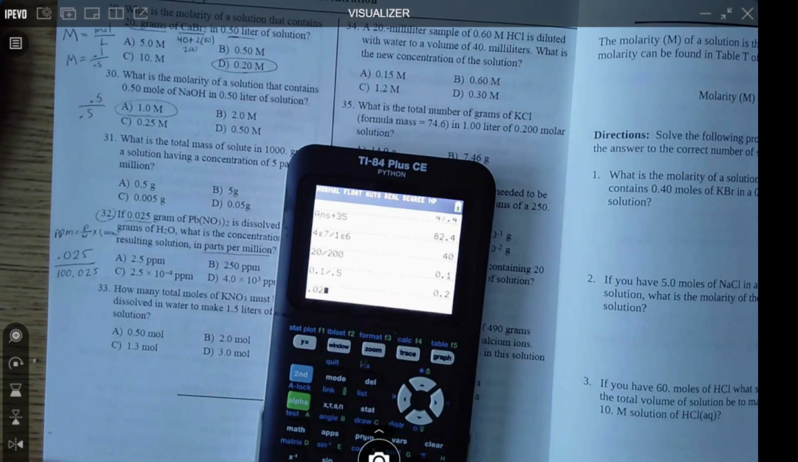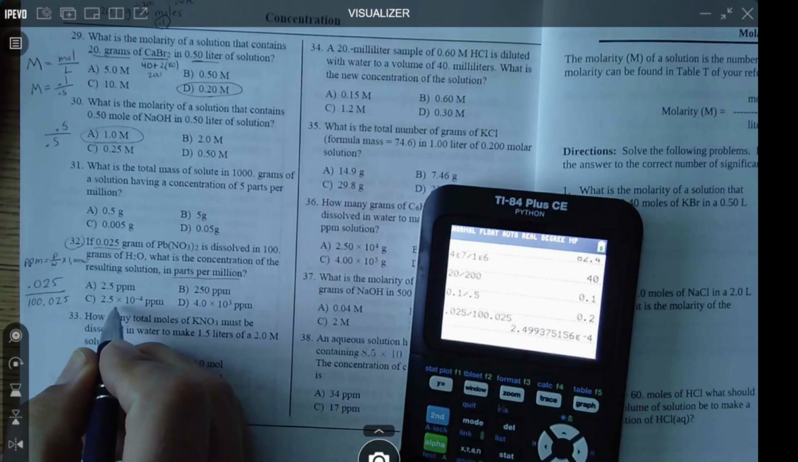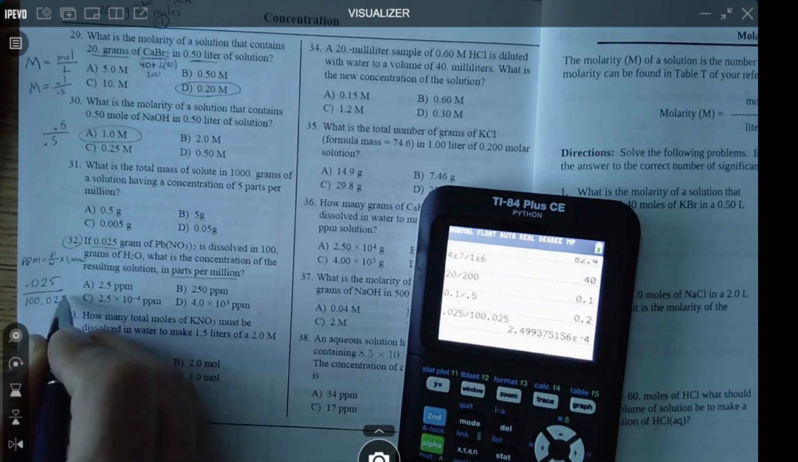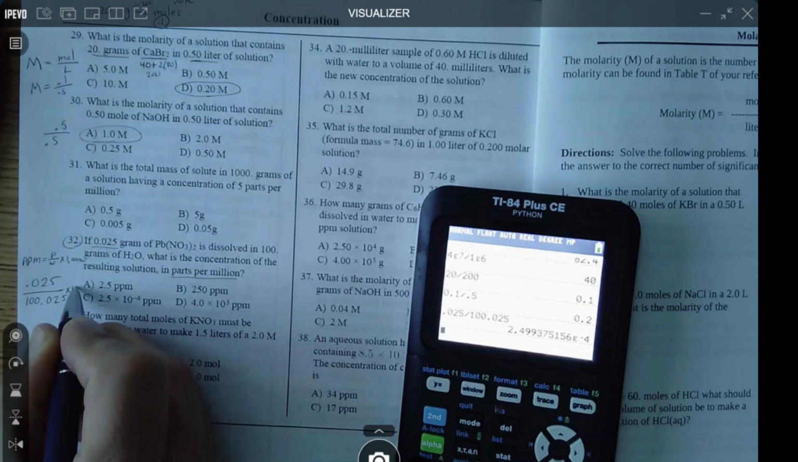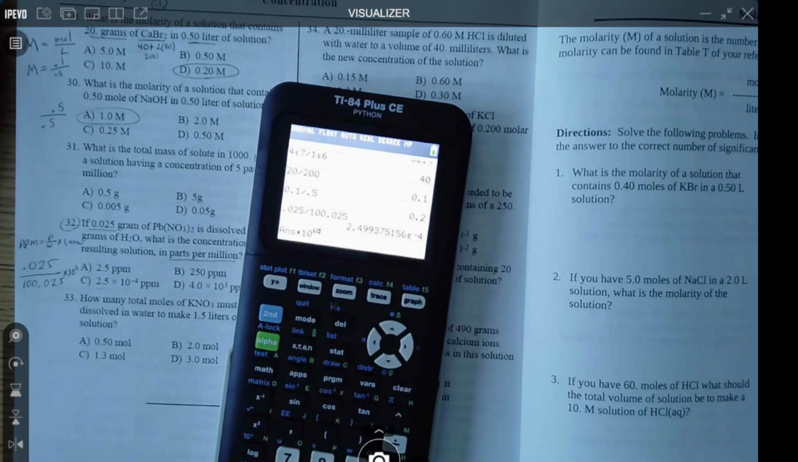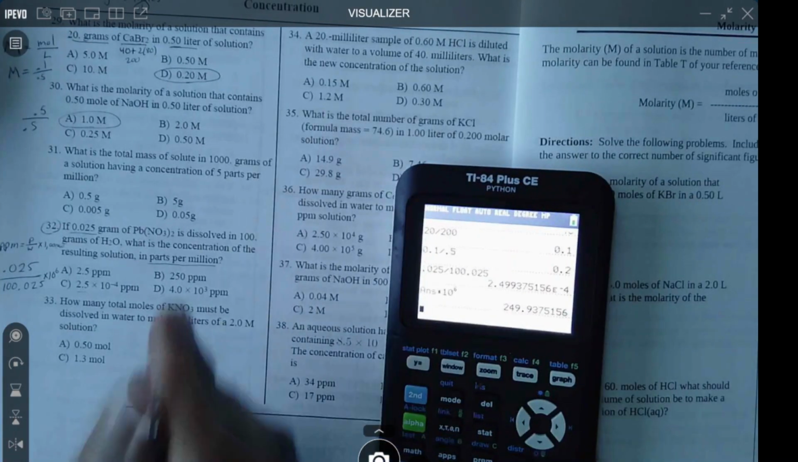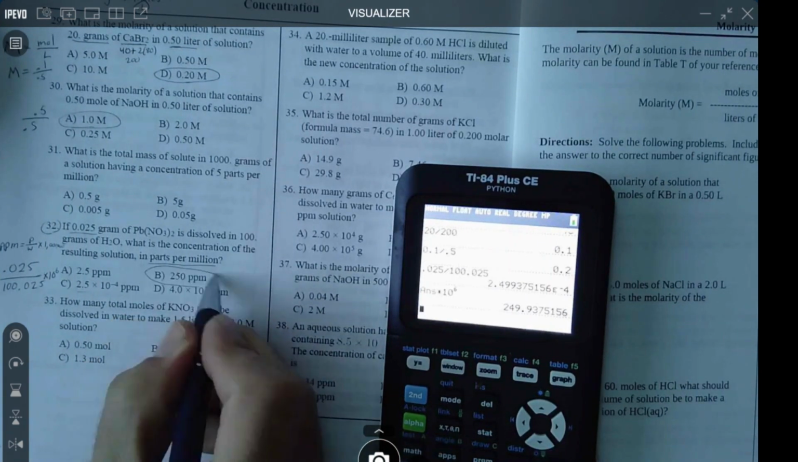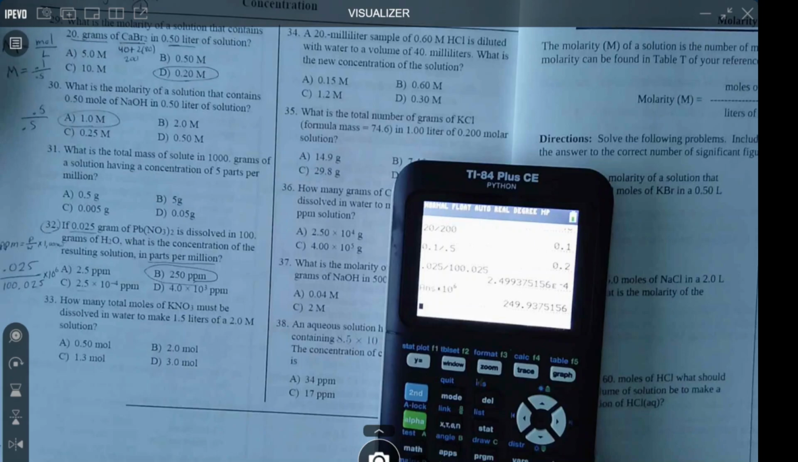So 0.025 divided by 100.025, and we get this number, but that's not the final answer because we have to multiply by 1 million, which is 10 to the 6th. If you don't, you can simply write out the numbers, we get 249.9 parts per million. So I hope that helps with that one.